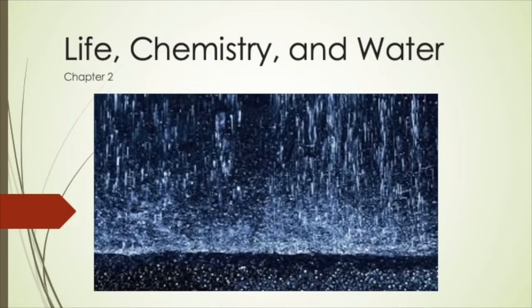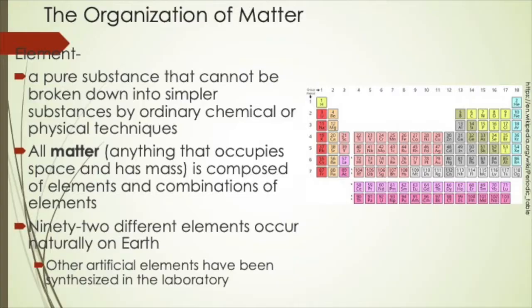We're going to be talking about basic atomic structures, molecules, chemistry, stuff like that. So the organization of matter consists of elements, atoms. So we know the periodic table. These are all the pure substances. The elements, right? So pure substances that cannot be broken down into simpler substances by ordinary chemical or physical techniques, right?